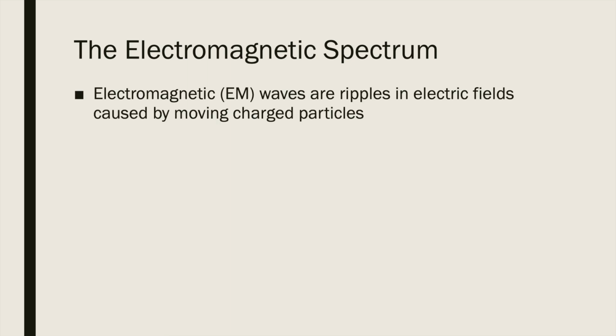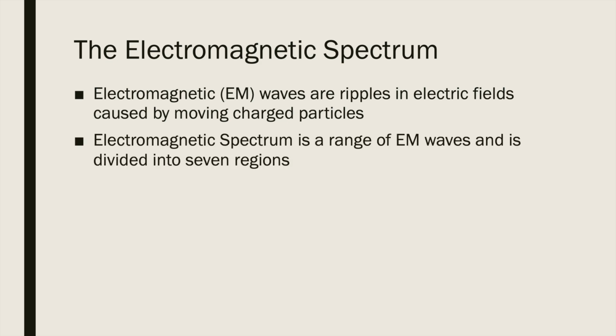First off, electromagnetic, or EM, waves are ripples in electric fields caused by moving charged particles. So if you've got an electric field, if you disturb the particles and cause them to move back and forth, that is what will produce an electromagnetic wave. And light is an example of an electromagnetic wave, even though it also acts like a particle simultaneously as acting like a wave.